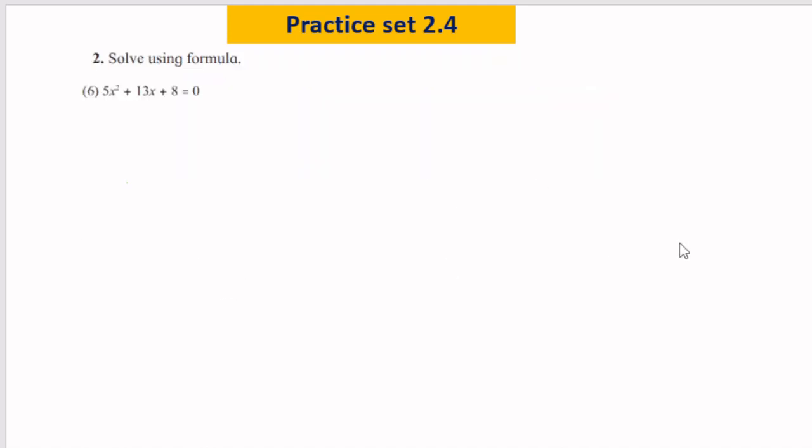We'll finish all the questions of this practice set, right? So after that we'll start the next session. Now this is the final question of question number 2: 5x² + 13x + 8 = 0. This is already in general equation form. So a is equal to 5, b is equal to 13, and c is equal to 8.